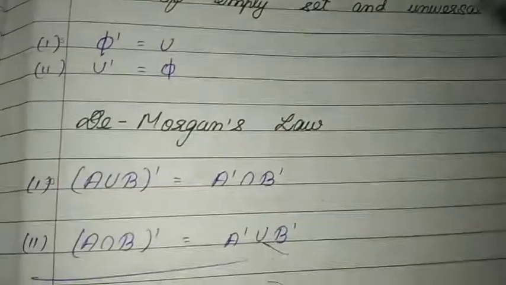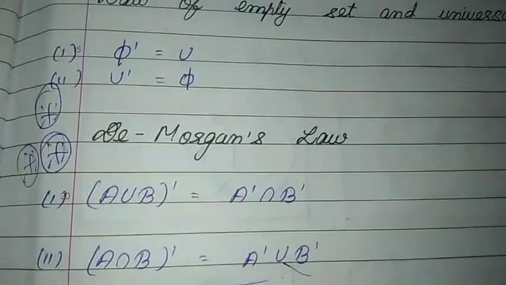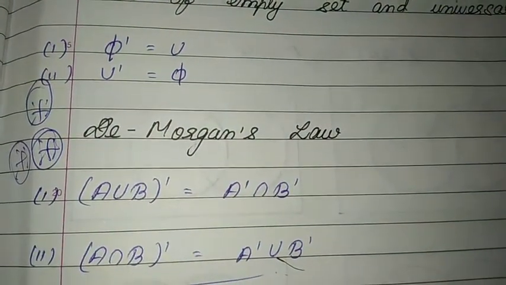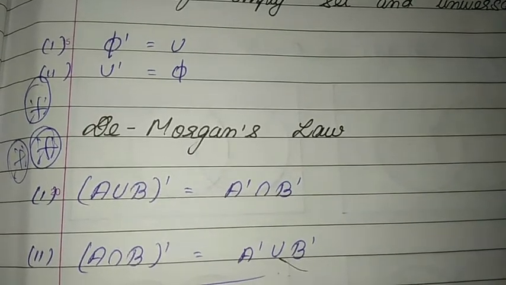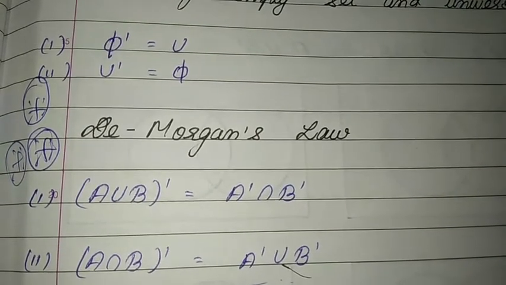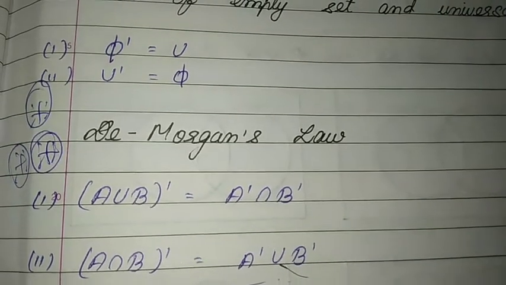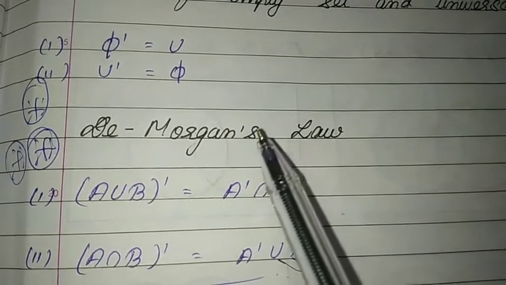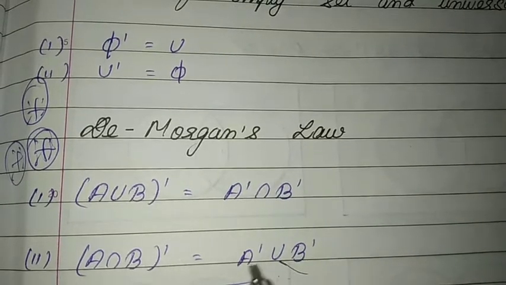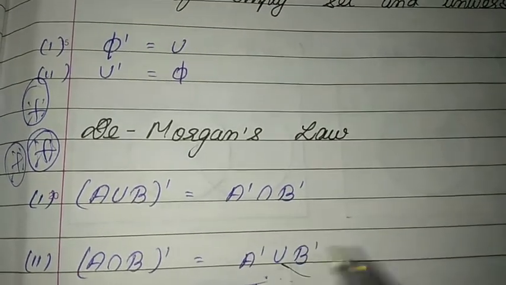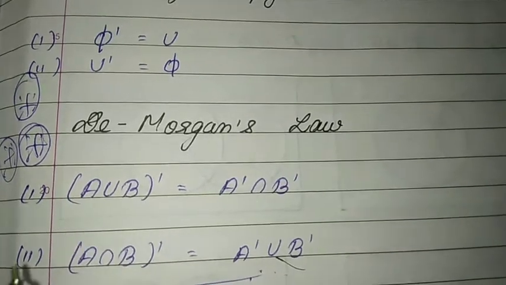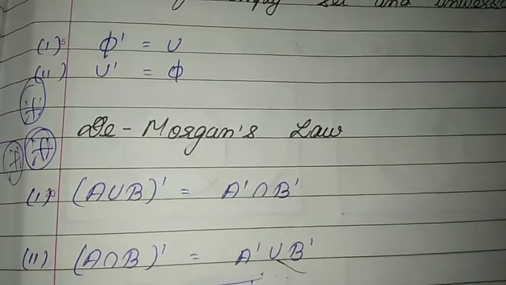Okay, next come two very important formulas which we will be learning in almost all branches, even in computer science. Probability, relations and functions, sets, wherever you go, we will be able to see De Morgan's law. So it is better to learn it thoroughly. This is one of the easiest formulas also.